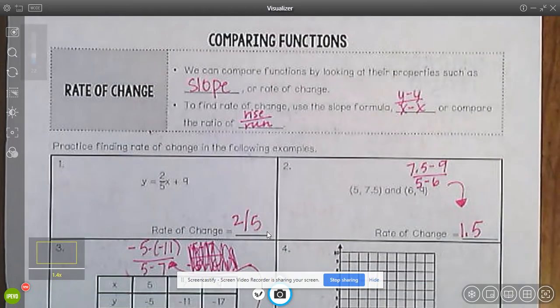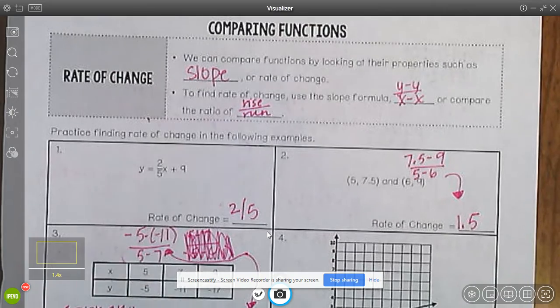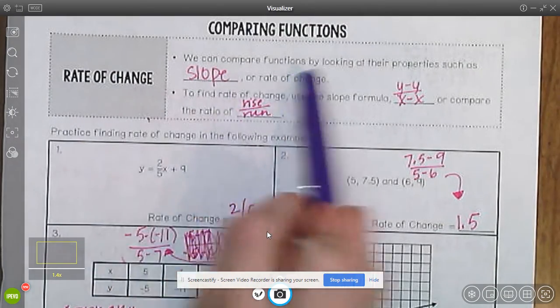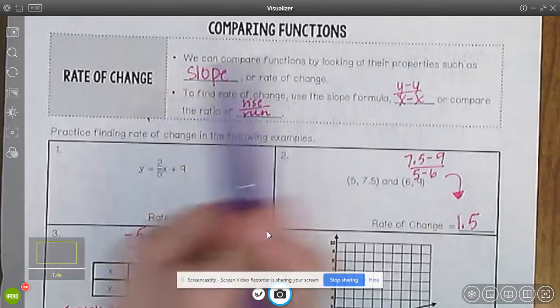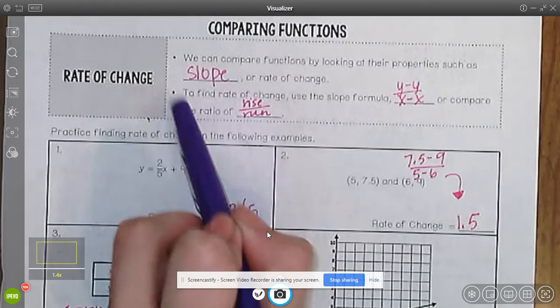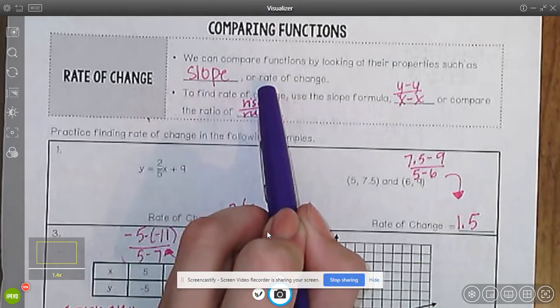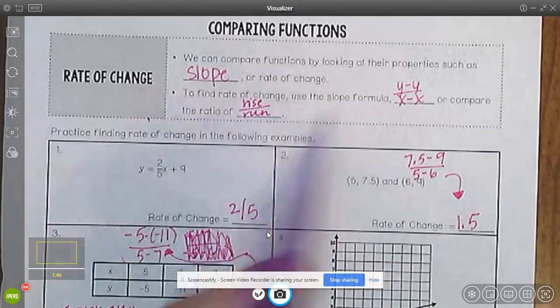Okay, so after yesterday, I noticed that some students still had questions about the comparing functions notes. So I just wanted to read through them and talk about some of the questions that I think you may have had. And so first in the top in the notes, it talks about how we can compare functions by looking at their properties such as slope, and we've learned about slope for a long time this year, or rate of change. Slope and rate of change are the same thing.